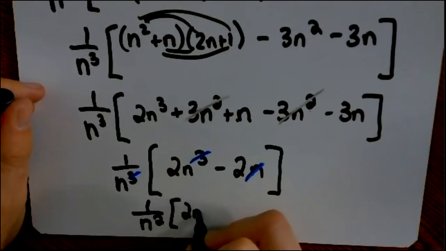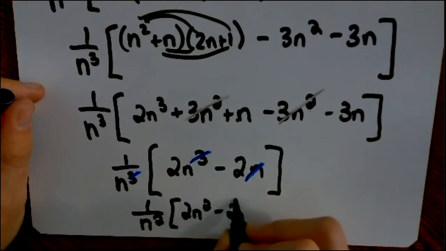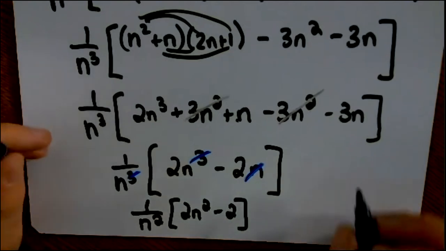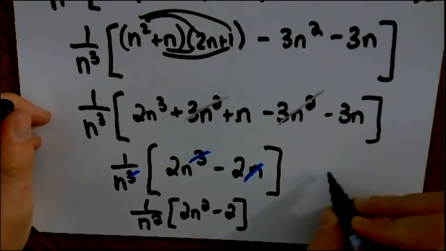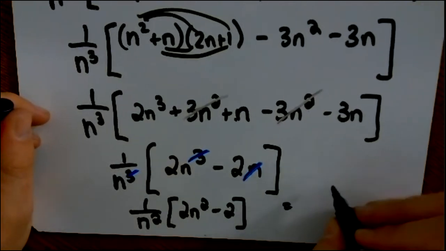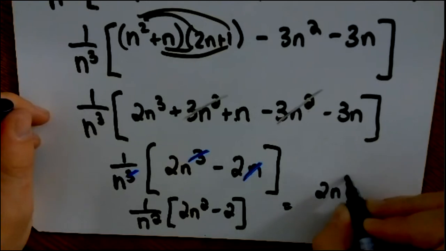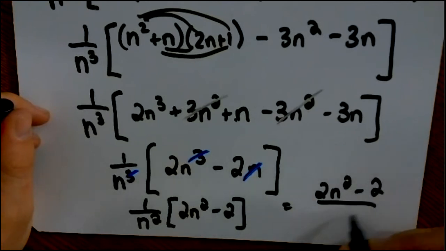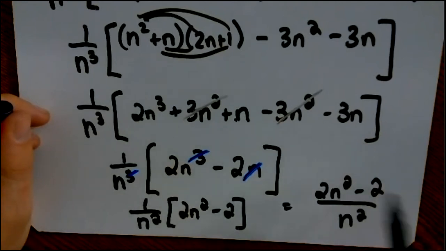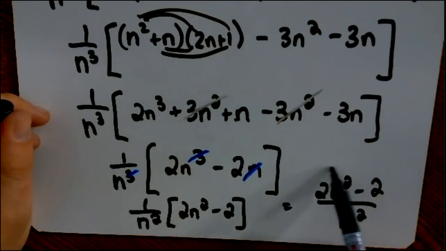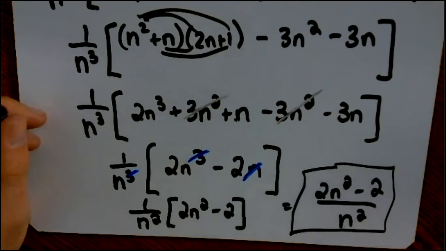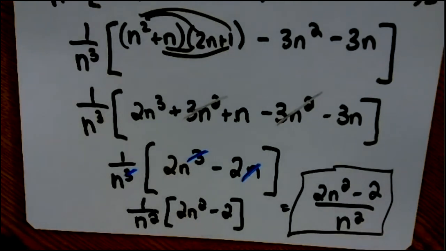times 2n squared minus 2. So to make that look a little nicer, we'll just combine it into 2n squared minus 2 over n squared. And you could factor a 2 out of the top if you'd like, but it really makes no difference from there.